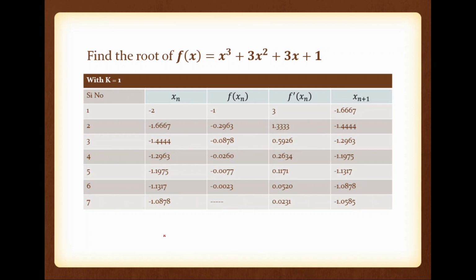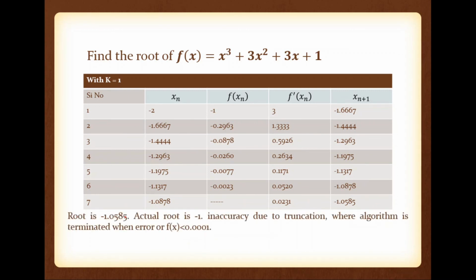Okay. So, please note, if you are rounding the values, then definitely it will not converge to minus 1. Please note, minus 1 is the actual root. I told you this one is a familiar equation. This is actually x plus 1 all raised to 3, means the root is minus 1 with the multiplicity 3. So, that one is converging to minus 1.0585 if you are using 4 significant digits.